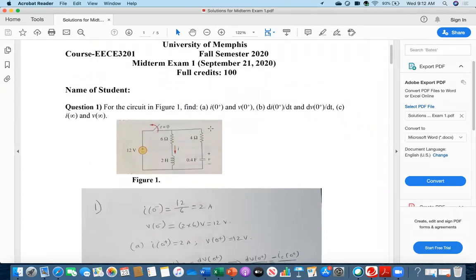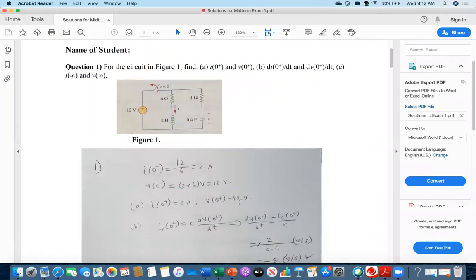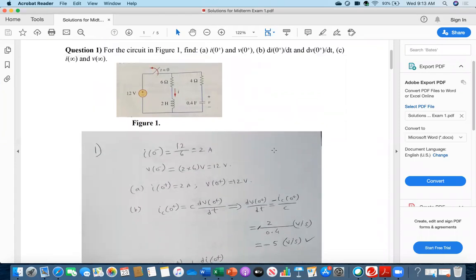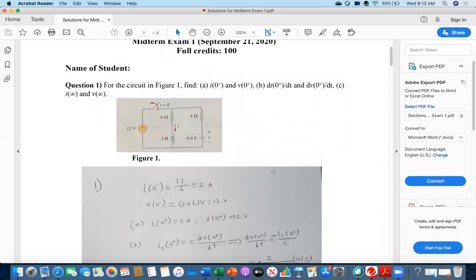So this is the question, and below each question I have written down the solutions. I have provided the solution to the grader. I think he has not started making grades yet. Hopefully soon, in a day or two, it will be ready for you. I will let you know.